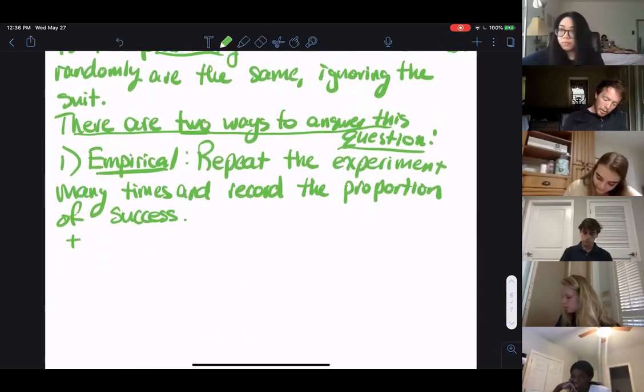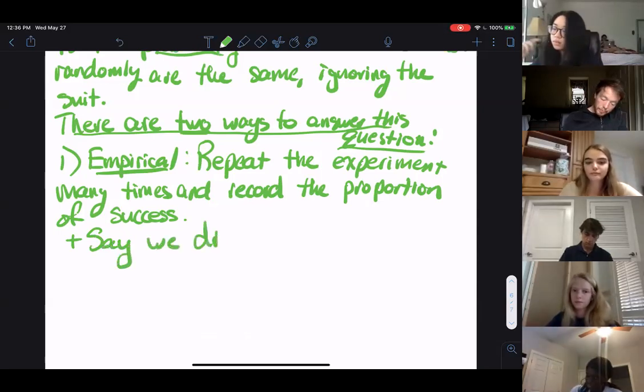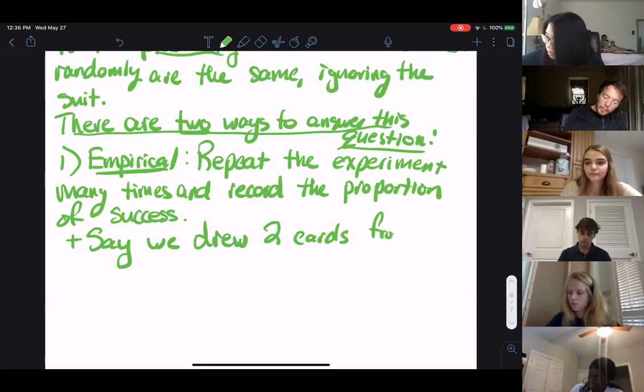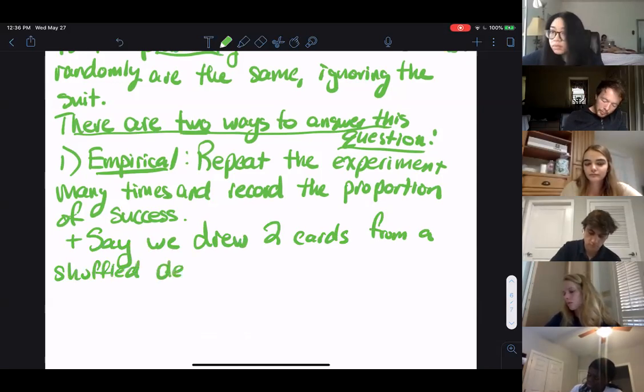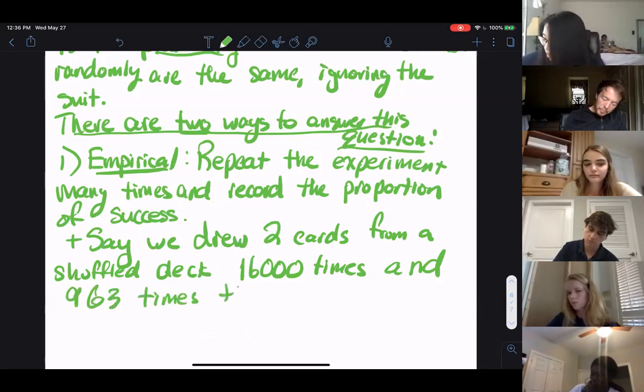So in our example of trying to see what is the probability of drawing two cards giving us two identical cards, to do the empirical solution, we say we drew two cards from a shuffled deck 16,000 times. And 963 times they matched.